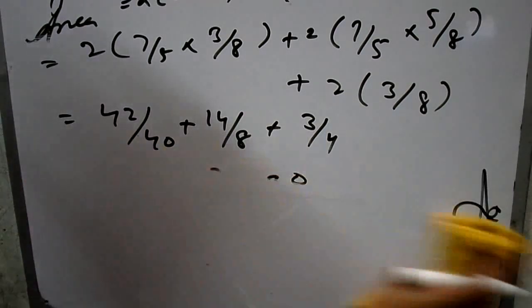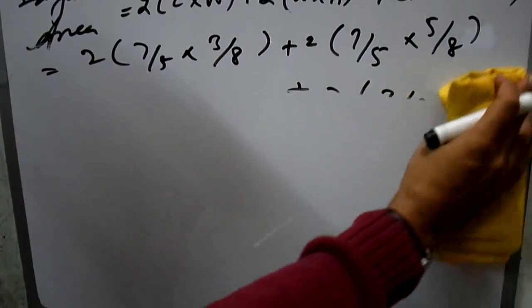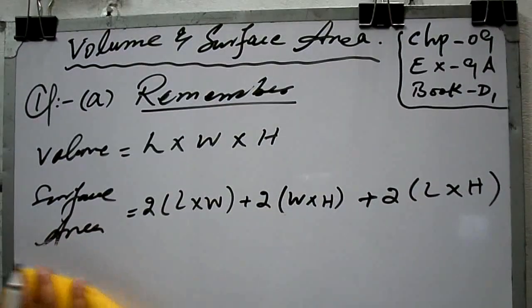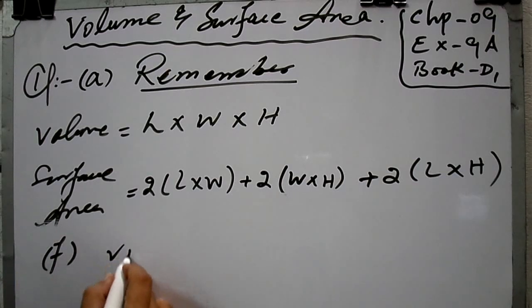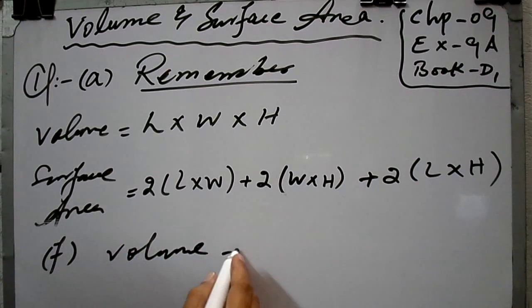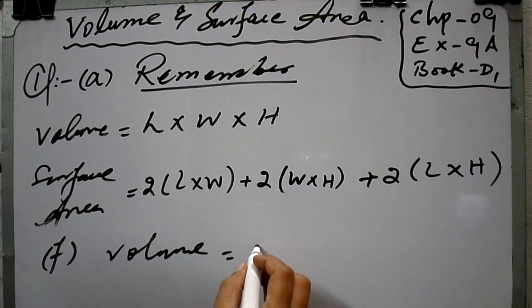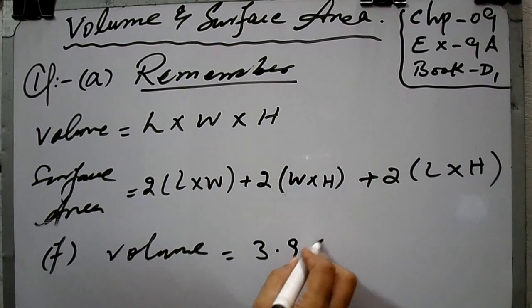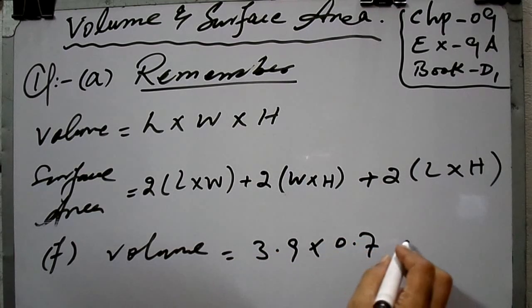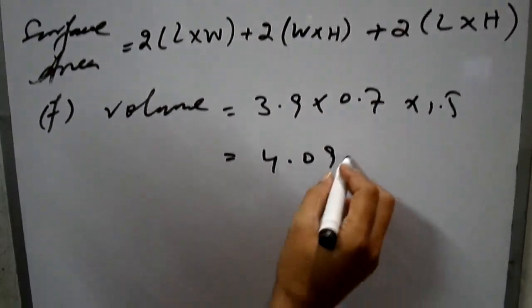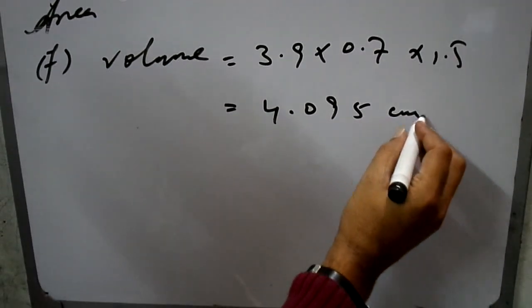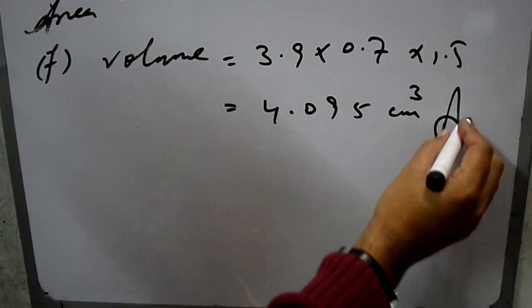Similarly, in another part of the same question, you have to find the volume. For example, another part, F part. So volume of solid, that is given, similarly the values are in your figure 3.9, 0.7, 1.5. So after multiplication you will get 0.95 centimeter cube. That is your volume.